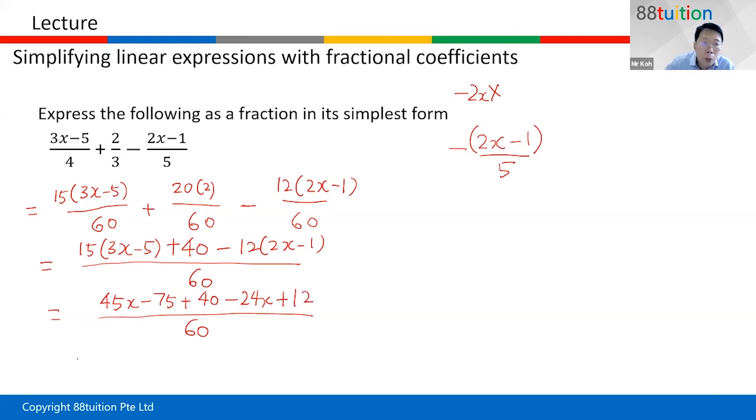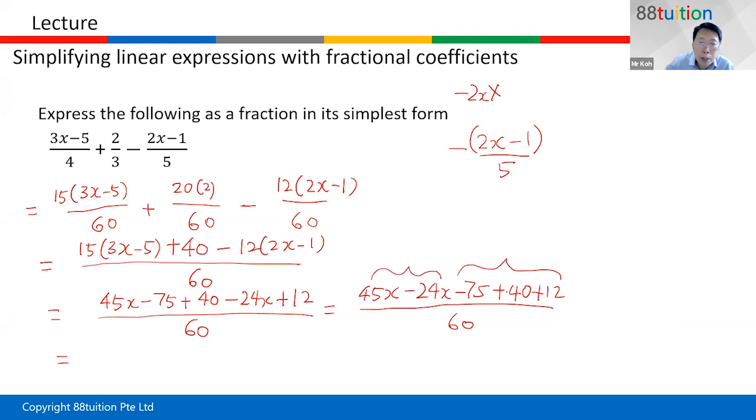Now we are almost ready to do the, all right, if you want, you can put all the like terms together. What do you mean by put all the like terms together? That means you can rearrange this so that the like terms come together like this. Minus 24x, and then minus 75 plus 40 plus 12. So in this case, these are the like terms. In this case, these are the like terms.